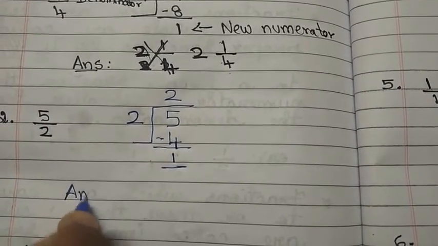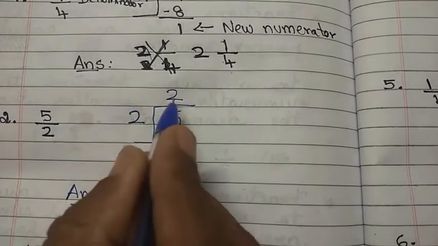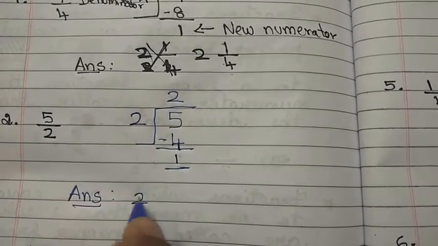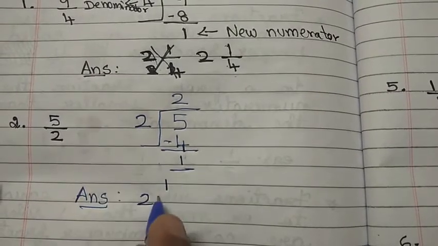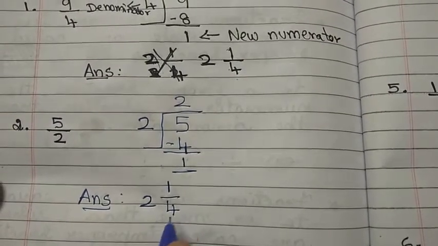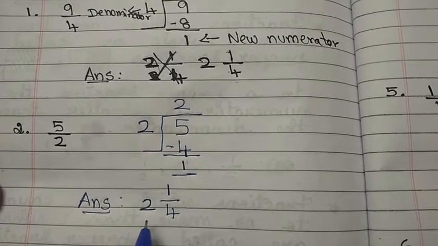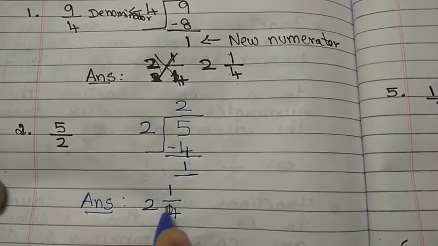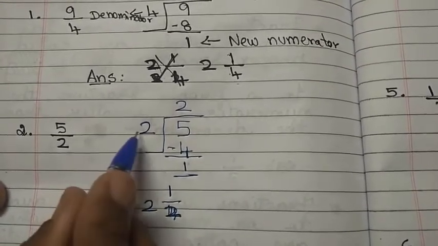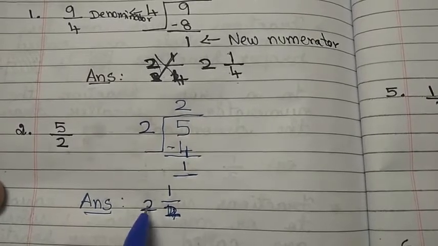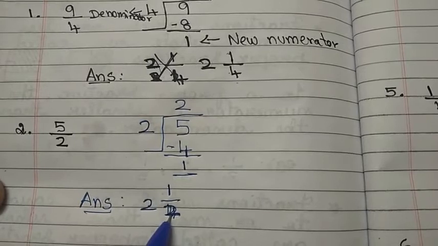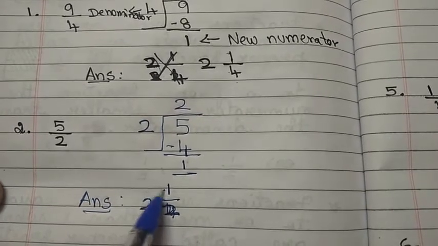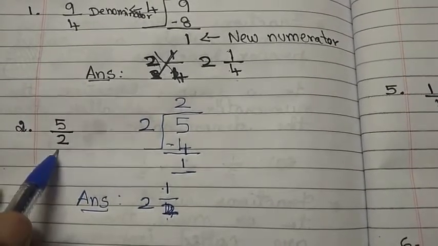So what answer do you have to write children? First you have to write the whole number 2 here, then the numerator on the top and the denominator here. Sorry, this denominator you have to put here. So 2 1 by 2. When you multiply like this, 2 2s are 4, 4 plus 1 is 5. 5 by 2. See, the answer is correct.